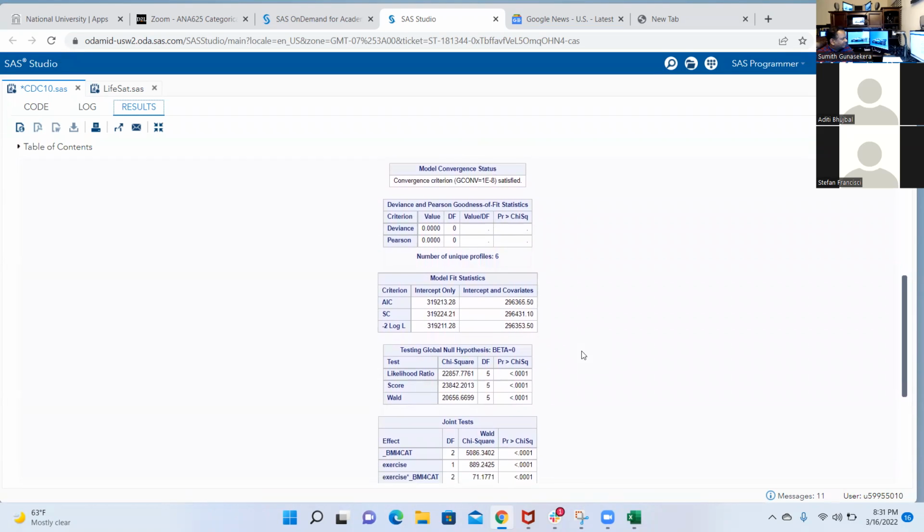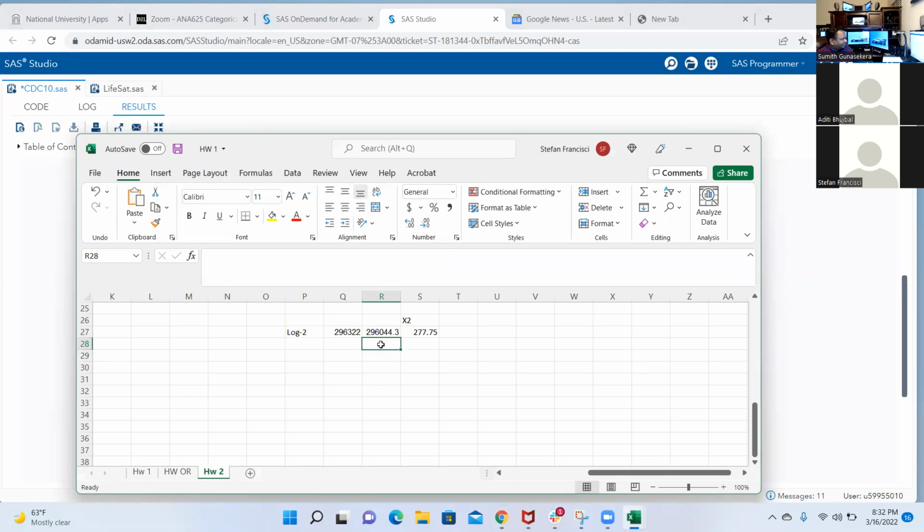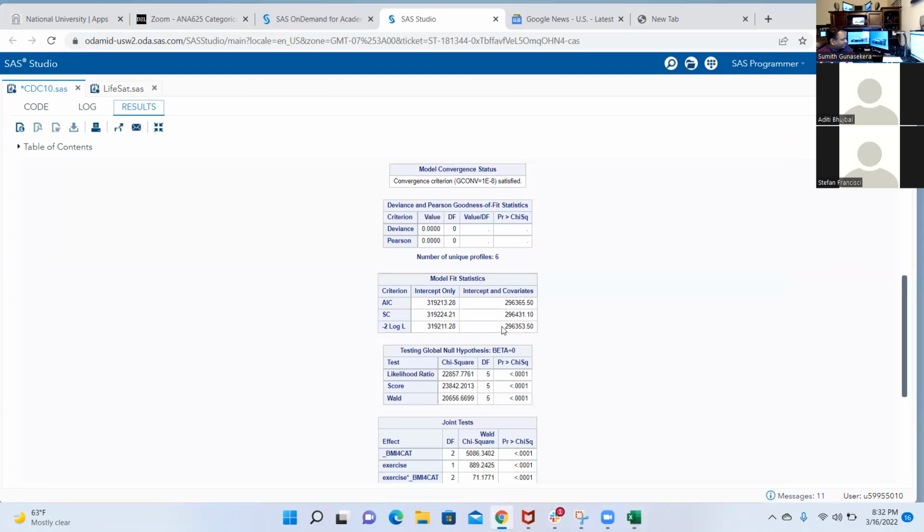See, the interaction term has been included. Okay, 29, 6, from this one, can you subtract the other one that you had earlier? It's almost the same, no? I think almost zero.